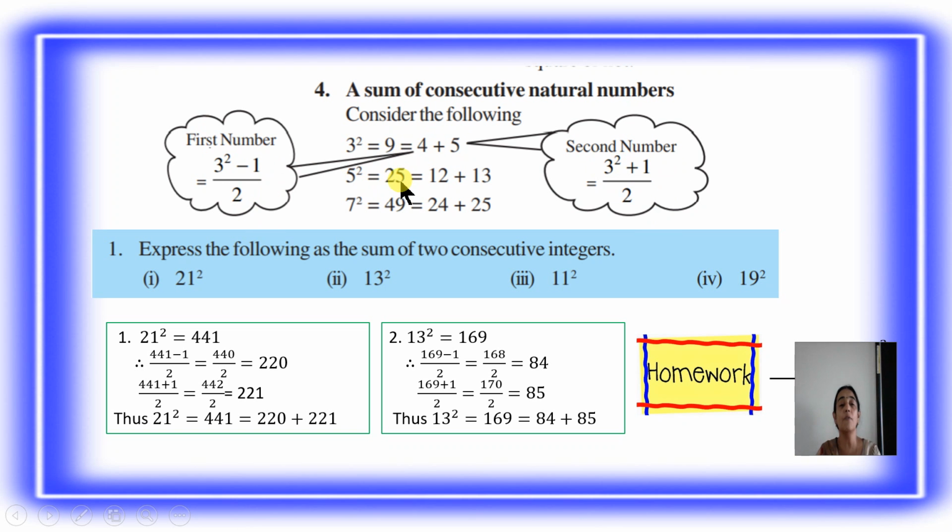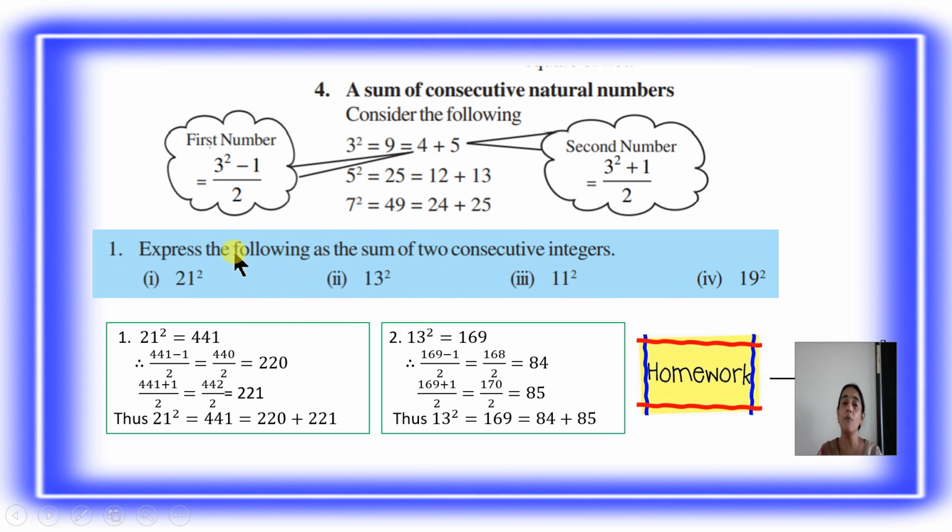Now 5 square, 25. 25 minus 1 is 24 divided by 2, which is 12. And 25 plus 1 is 26 divided by 2, that is 13. So 12 plus 13. So 7 square is equal to 49, which is equal to 24 plus 25. So we have to express the following as the sum of two consecutive integers.